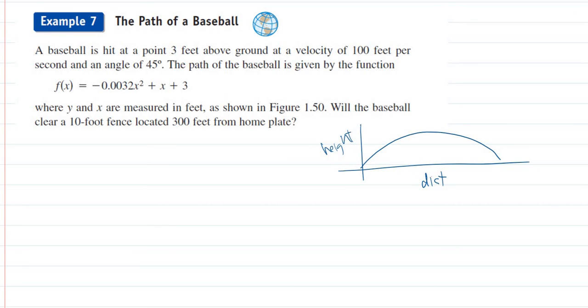where it looks like that, which is a parabola, and this is distance horizontally, and this is height vertically. And for our equation, since this is the x-axis, that means that this is our horizontal distance. So the question is, will the baseball clear a 10-foot fence located 300 feet from the plate?